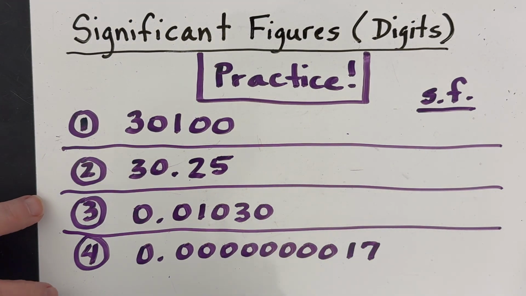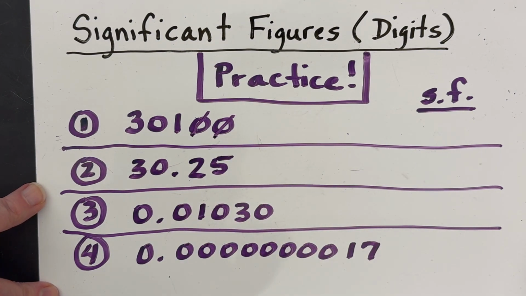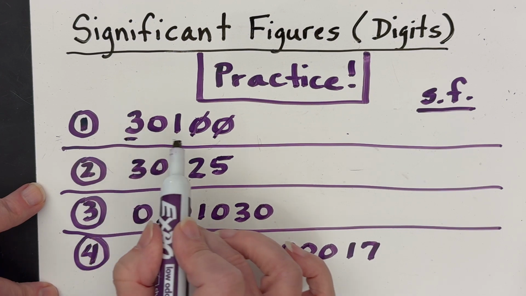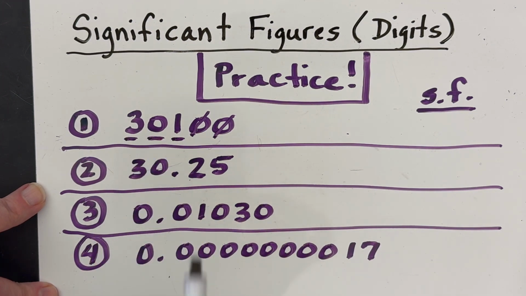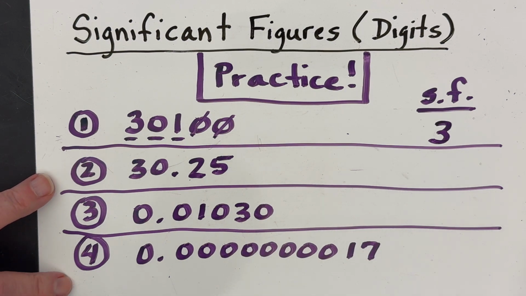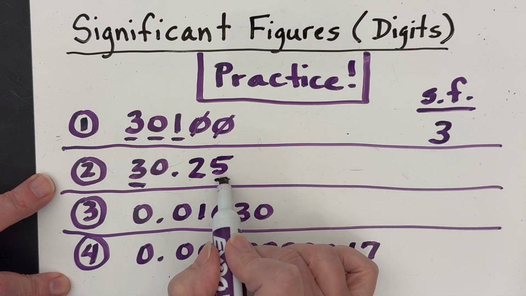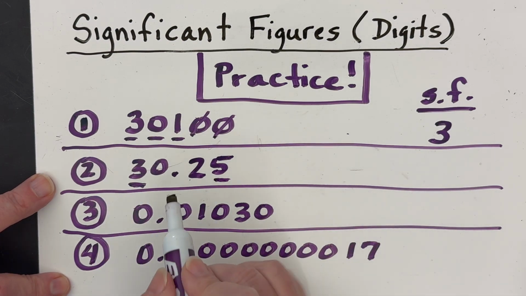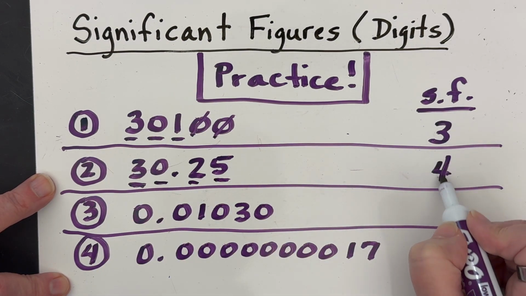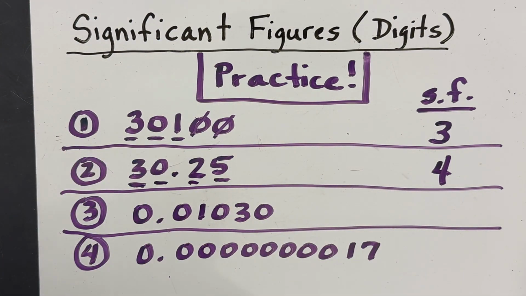Our first number has 2 placeholders. We keep the 3 and the 1 because they're not zeros, and any zeros caught between significant digits are also significant. So that has 3 sig figs. Our next one, we have a significant one, a non-zero in the front, and a non-zero in the back, so we count them all. 4 sig figs. So if you check the beginning and ending of a number, if they're both significant, the whole number is.